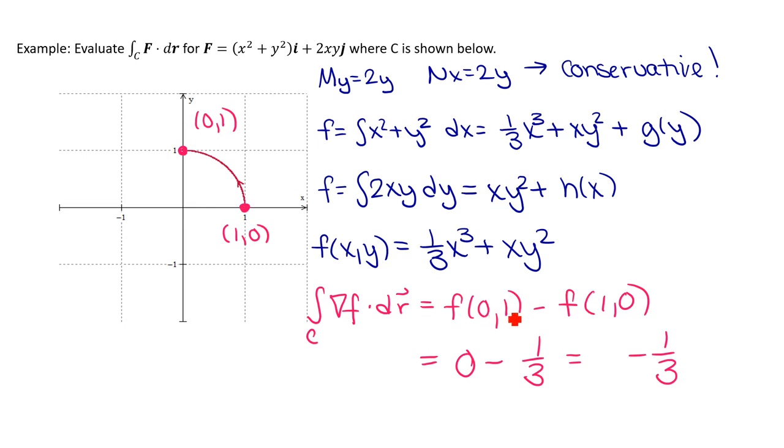So if I plug x equals 0, y equals 1 into my potential function, I get 0. And if I plug x equals 1, y equals 0 into my potential function, I get 1/3. So 0 minus 1/3 is negative 1/3. And that's my answer. That's the answer to this integral. So the kind of interesting thing about these conservative vector fields is your line integral only depends on the endpoints. Actually, it doesn't matter what kind of path this makes, it only depends on what the endpoints are.